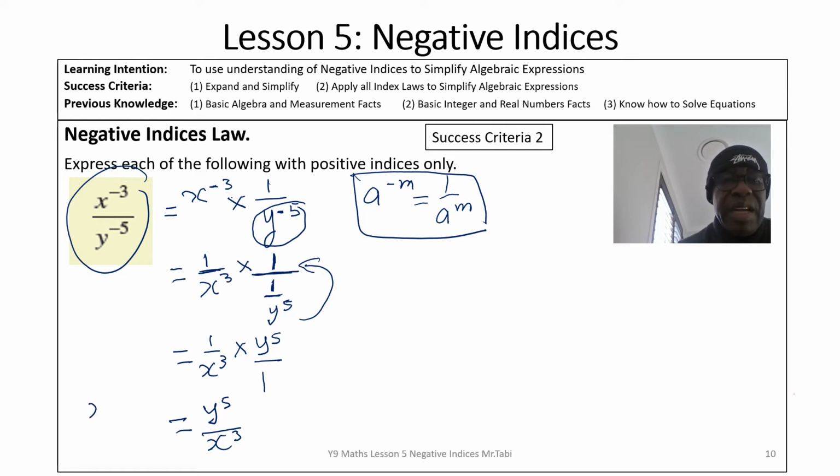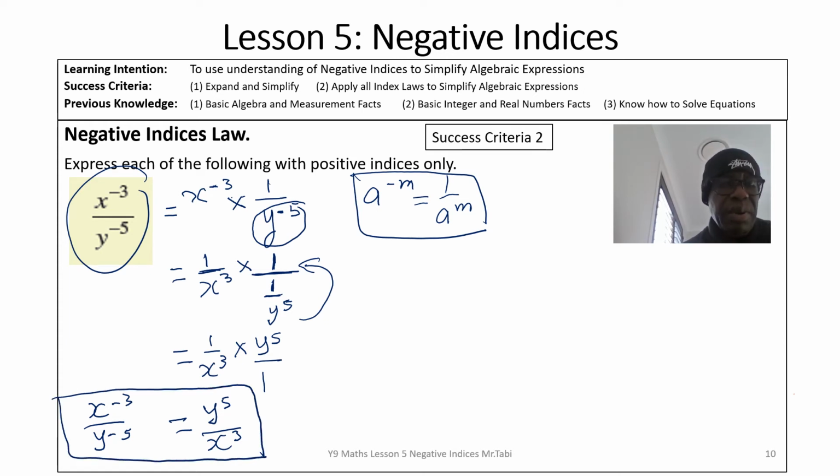So x to the power minus 3 divided by y to the power minus 5 is equal to y to the power of 5 over x to the power of 3. Any questions?